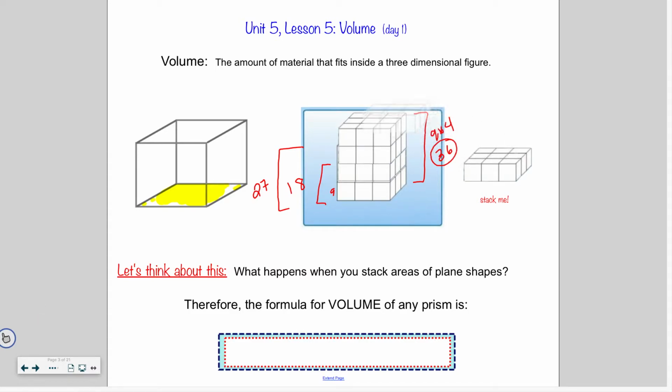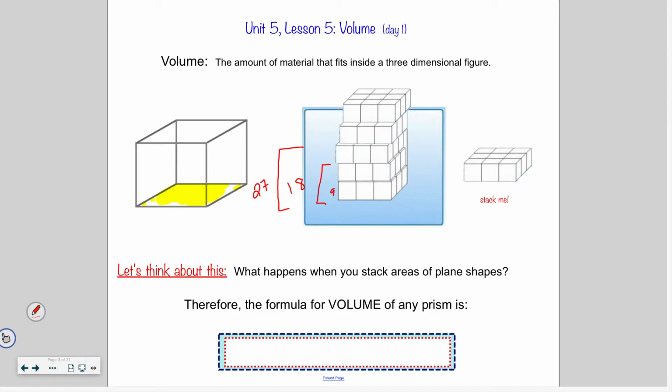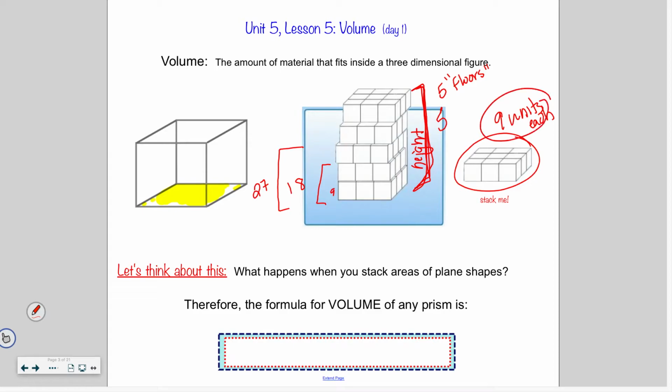Okay, if you add another level on, well, now you're at 5 floors to your building. You have 5 floors, think about it like that, with 9 units each. So that's now 5, which is the height. So you can think of this as the height of the building. And we multiply that by what each level is made up of. And again, remember that was 9.